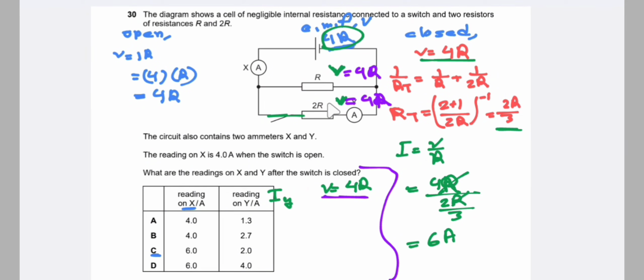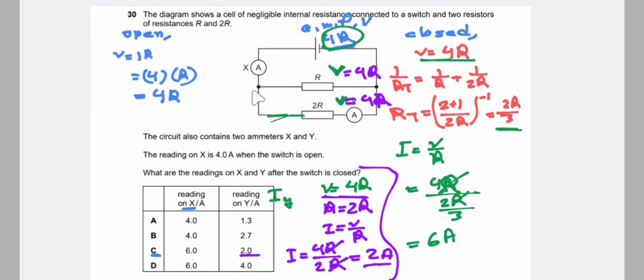Since we know the value of voltage and the resistance is 2R, we need to find the value of current. Current is equal to V by R. So I is equal to voltage 4R by resistance 2R. R and R cancel, and the current comes to be 2 ampere. The current that we get is 2 ampere, and the total current is 6 ampere. So the answer is C.